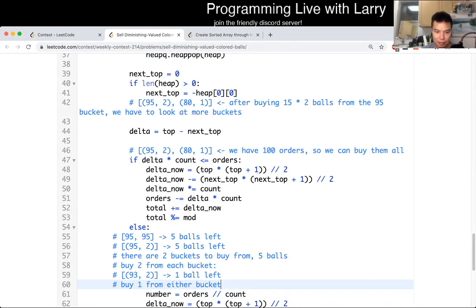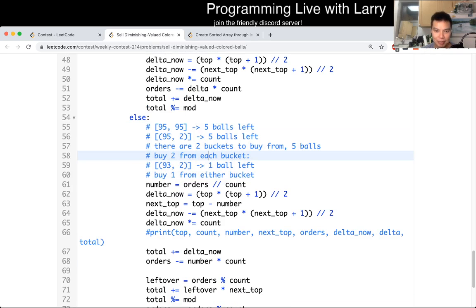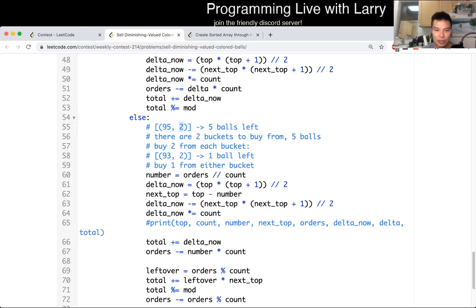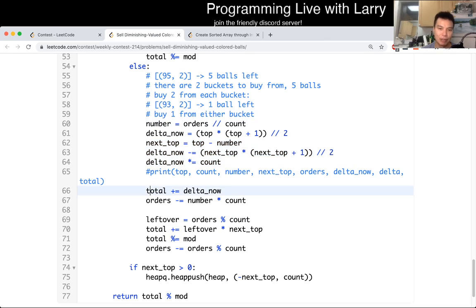Here, we only have 5 boards left from up to 2 buckets of 95. So we do the math. How many orders per bucket are we buying from? That's the number. So then we get the fake next top this way, because then we go from 95 to 93, and then we subtract it. Again, this formula we explained earlier, and then we add the number of buckets, and then we multiply by the number of buckets that is in the current bucket, and then we add it to the total.